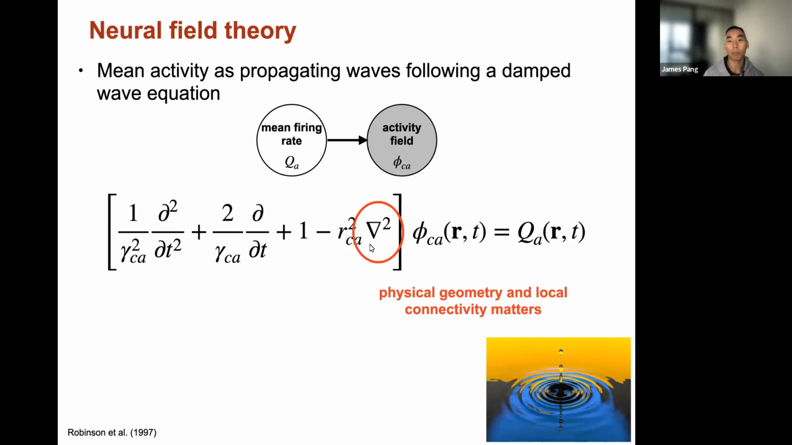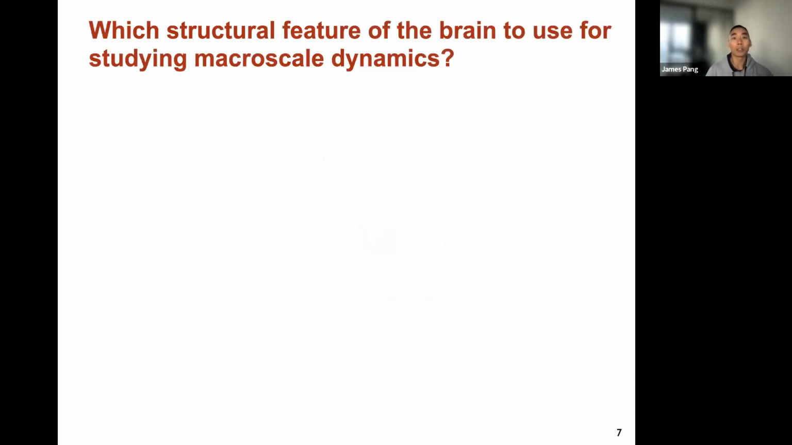And the important bit here is this spatial kernel, the Laplacian, which states that the physical geometry of the substrate, basically here, for example, the cortex, is actually pretty important, and it matters a lot. So we have these two viewpoints, and we have to try and ask which structural feature of the brain we use to better study the macroscale dynamics we observe, say, in fMRI.